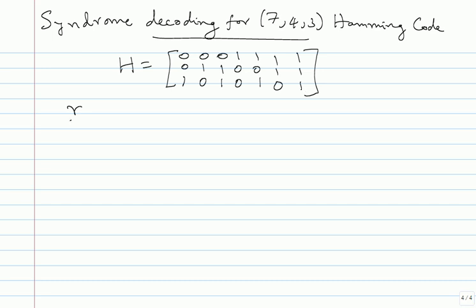Suppose I receive some vector r. And then from there, I compute a syndrome s. So s is what? S is a 3-bit syndrome, right? 3 bits. I can compute s equals H times r transpose. That is your syndrome. That's what you did to get the syndrome s.